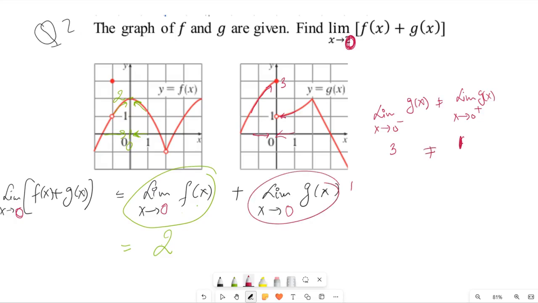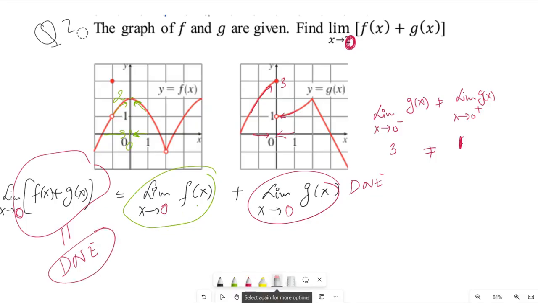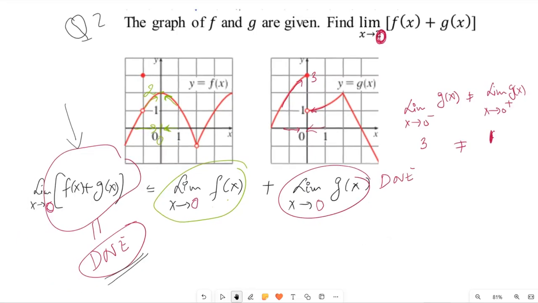Therefore, this limit does not exist. So we can't really find this limit. If that was the question, the answer would be that it does not exist. Even if f of x's limit exists, the actual answer which we are trying to find will be that it does not exist. So I just wanted to do a little extra practice here.